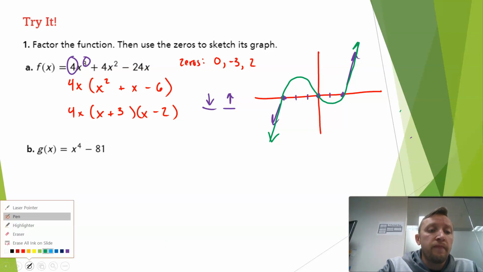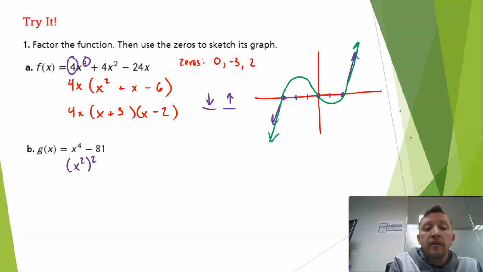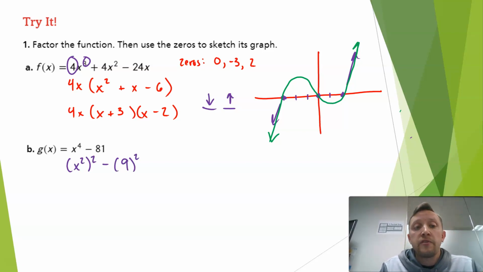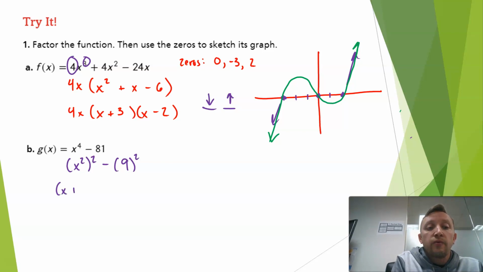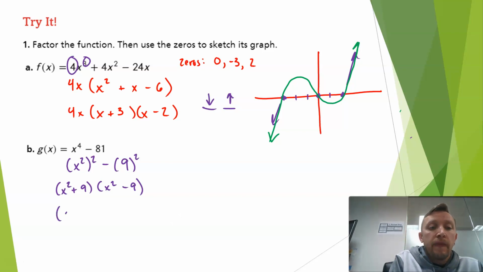So for this one, this is a difference of squares. Remember doing that a couple sections ago. So this would be the same as x squared, being squared, minus 9 squared, being squared. So this is a difference of two squares. So we would have x squared plus 9 times x squared minus 9. Now if we wanted to factor this completely, x squared plus 9 cannot be factored down anymore. But x squared minus 9, guess what? That's still a difference of two squares.